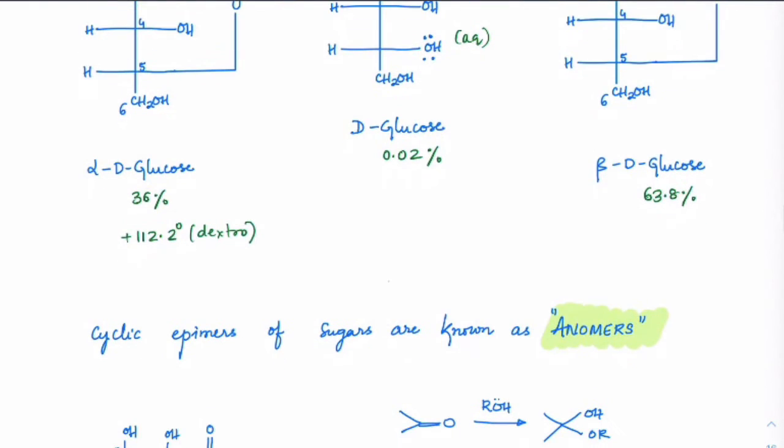Similarly, beta, if I separate that, it is giving an angle of 18.7 degrees, plus, which means it is also dextro rotation. Okay, the pure form of alpha D is giving 112 degrees, and beta D in a pure form is giving around 18 degrees.